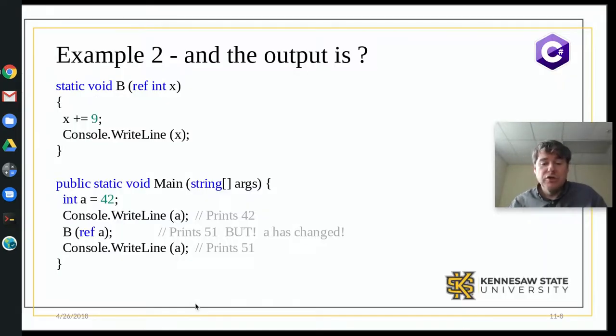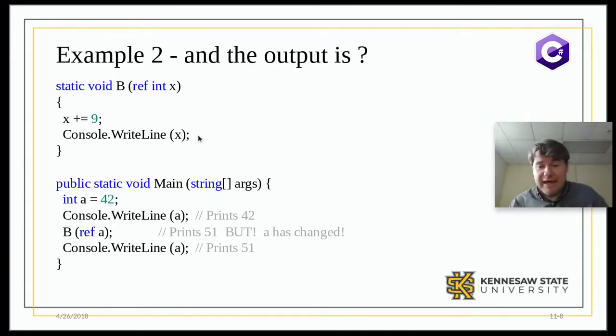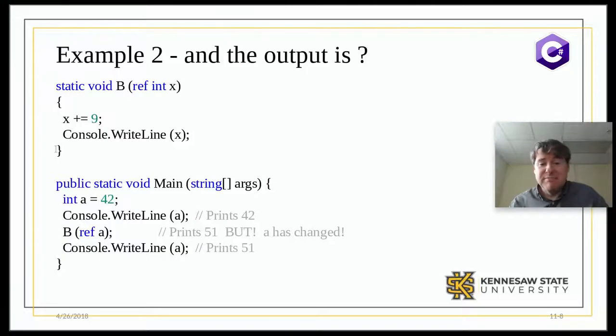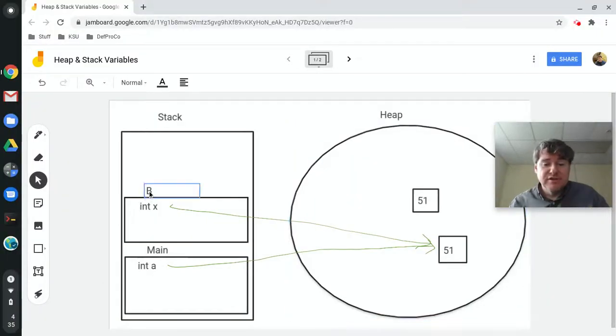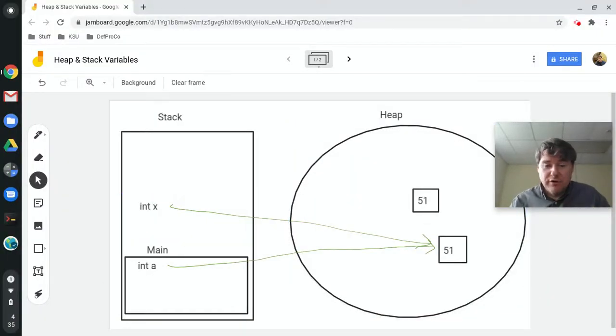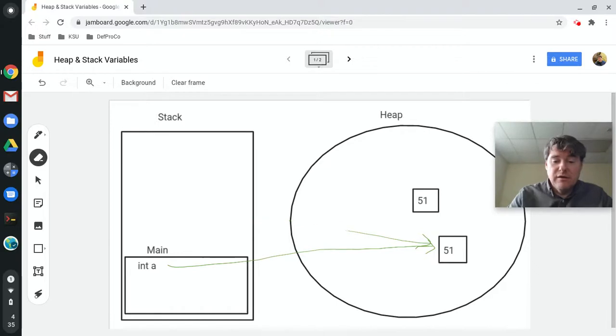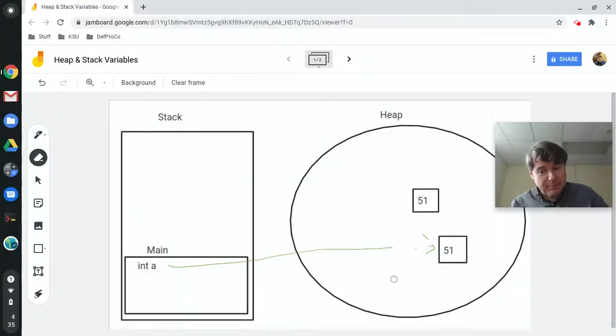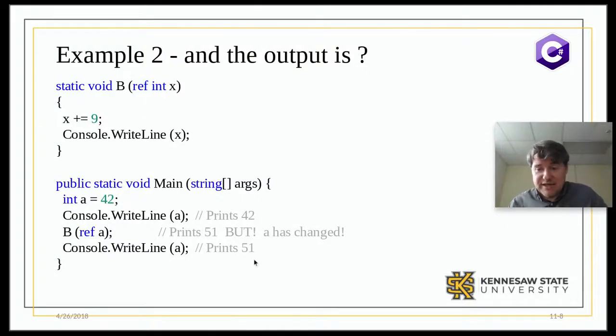And so now you can see that when I print out x, it's going to print out 51. And when this method ends, all of this stuff is going to go away just like it did before. We're going to go back to our main method. This weird little line is going to go away. And we are left with A pointing to that same block, but that block has been updated. And that's why in the reference case, we got 51. So I hope that makes sense.